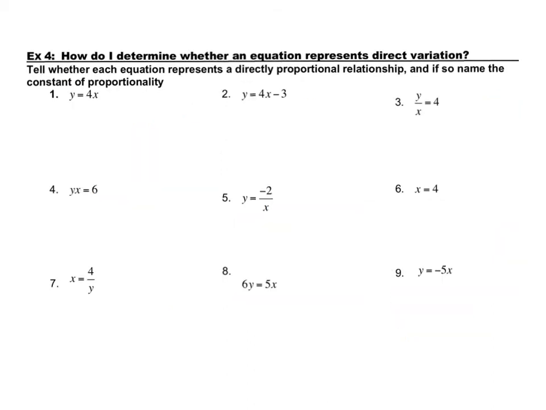All right, in our last example, we're going to be determining whether the equation represents direct variation, and then we have to name the constant of proportionality. Remember, we're looking for y is equal to kx. The other way to look at this is y all over x is equal to k. I like to go back to this. If I can put it in this form, then I know that it is going to be direct variation.